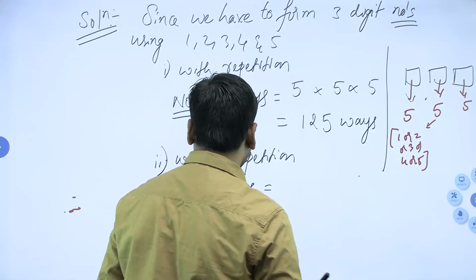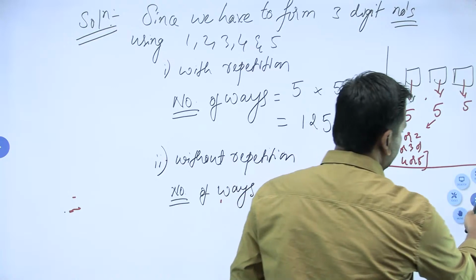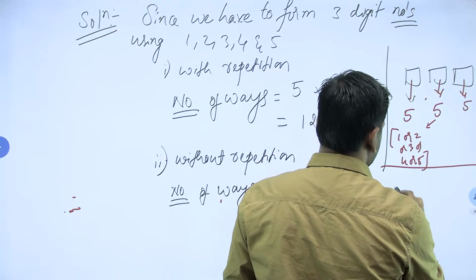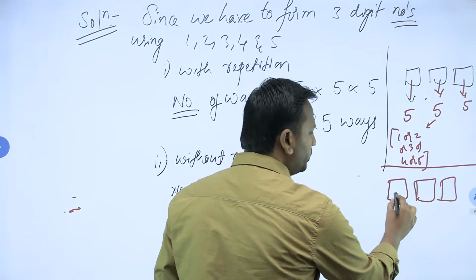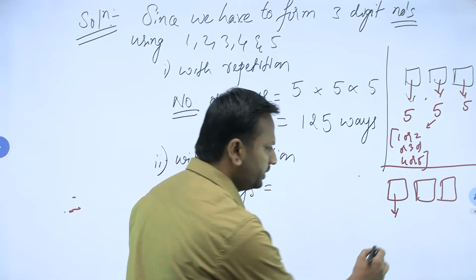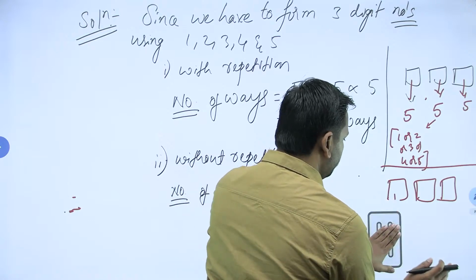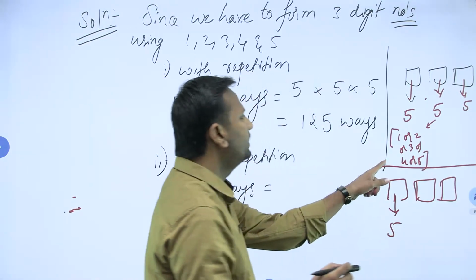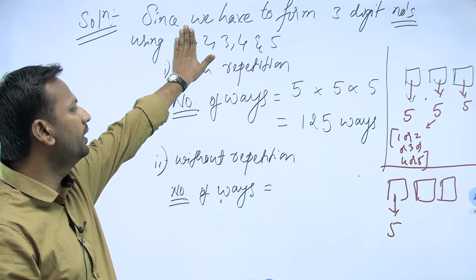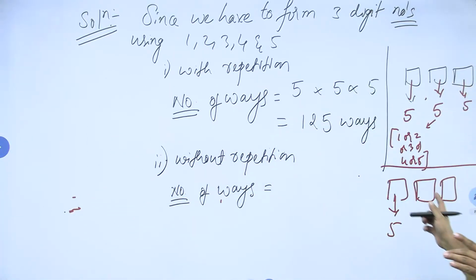What happens here, students? I told you there, right? In how many ways can you fill the first vacant place? That is 5 ways, right? In 5 ways you can fill the first vacant place. Now, suppose one of the numbers you have filled, number 1, in the first vacant place, that number 1 you should not use once again in the next vacant places.